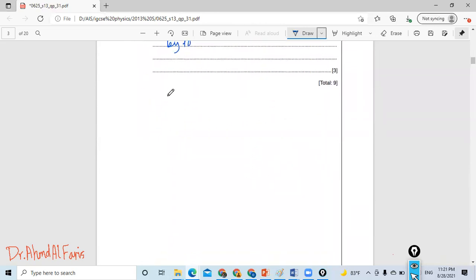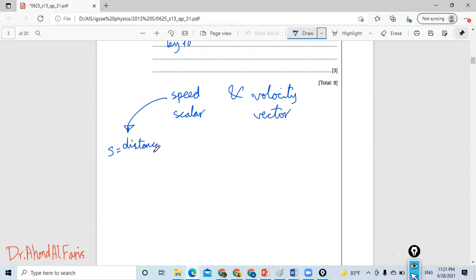One of the questions they asked me was about the differences between speed and velocity. Now, to realize the difference between speed and velocity, we know that this is a scalar, that means it has only magnitude without direction, but this is a vector, that means it has direction. Now, how can we find the speed? We know that speed equals distance divided by what? Divided by time. While velocity is displacement. So displacement has direction.